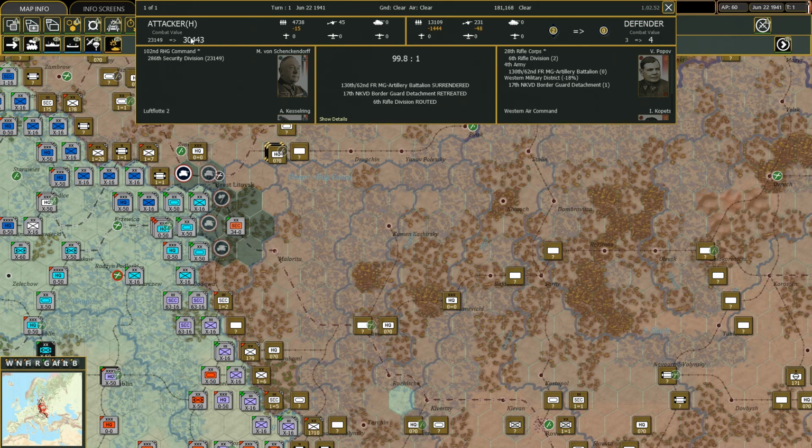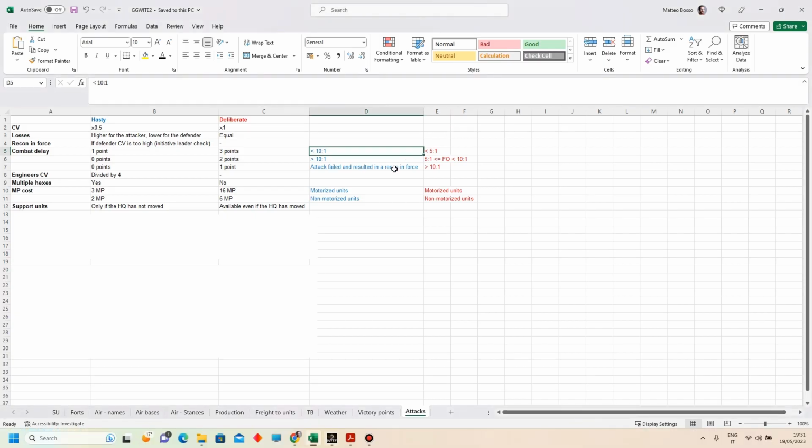So you see here I have 30,000 versus 4, and of course I am winning. So this is the final combat ratio between the attacker and the defender. Now, when this combat ratio is below 10-1, you suffer 1 combat delay point during a hasty attack. If this is below 5-1 during a deliberate attack, you suffer 3 combat delay points.